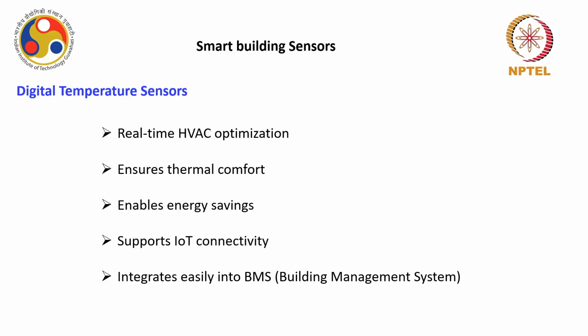Okay. So, it can help in real time HVAC optimization. It will ensure the thermal comfort by measuring the real time temperature. Okay. The energy savings are of course being enabled by these sensors by measuring the temperature with more accuracy. Okay. Advantage of these sensors, particularly in the current scenario, is they are mostly IoT enabled. Okay. So, IoT connectivity helps us in taking the data over the internet. So, you do not need to actually monitor these temperature sensors manually.